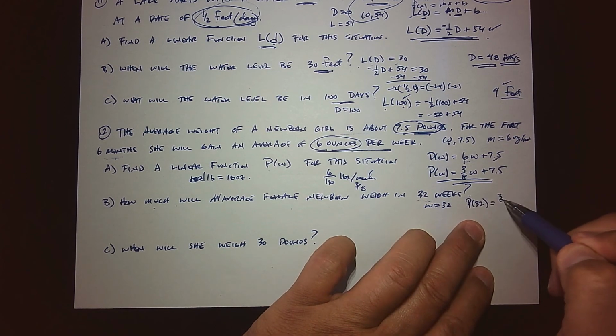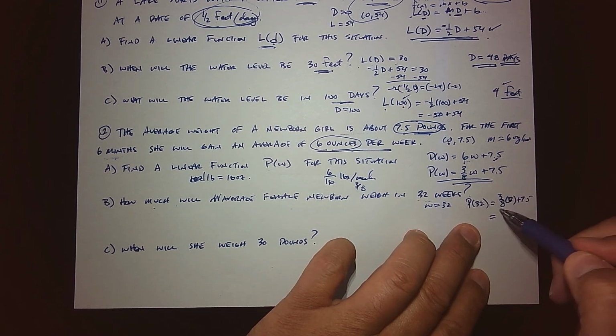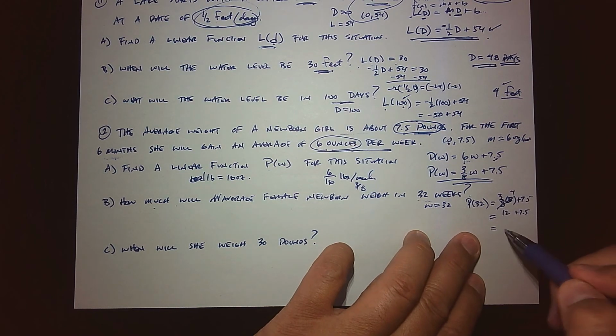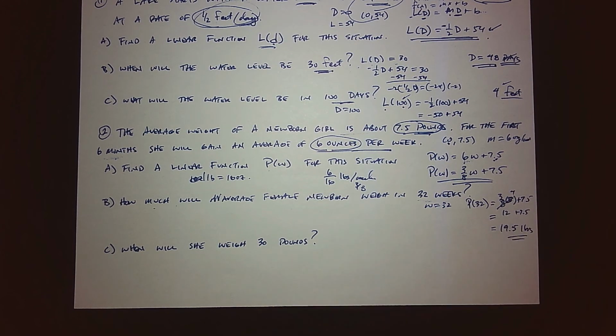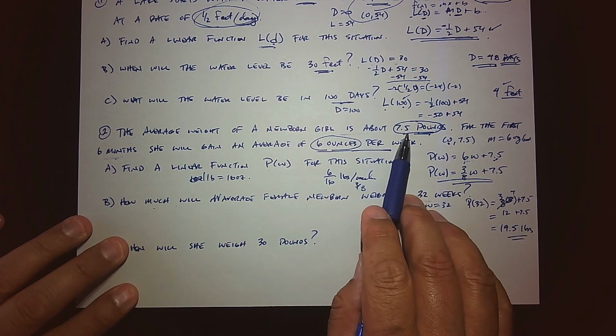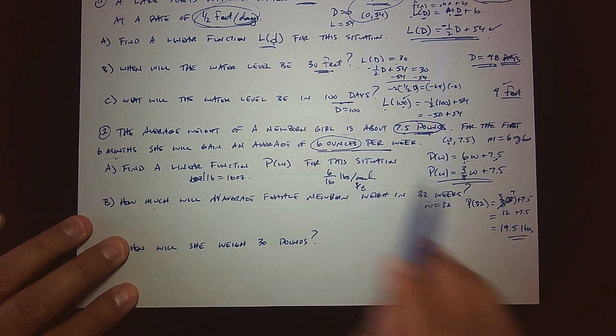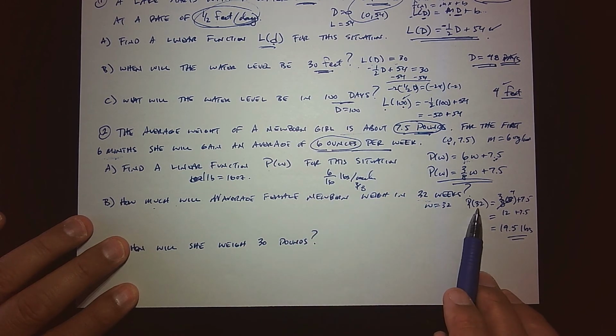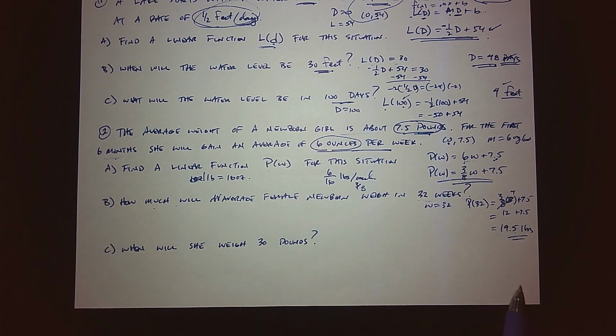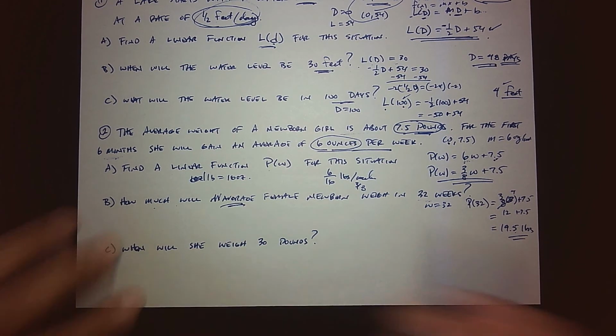So I plug 32 into my formula. 8 goes into 32 4 times, so that's 12. And then 12 plus 7.5 is 19.5, and that would be pounds. So again, this is on average. If the newborn baby is born at roughly 7.5 pounds and gains 6 ounces per week, then at a 32-week period, almost 2.5 months, the baby on average will be 19.5 pounds. Of course, some babies might grow faster, some might grow a little slower, but we are talking average.